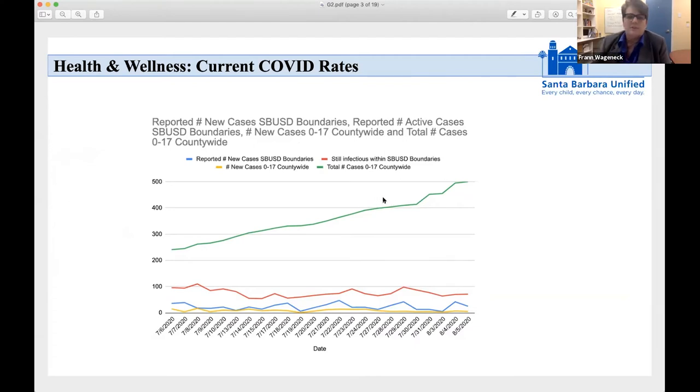Ms. Ford mentioned in her earlier comments, the number of children ages 0 to 17 in California who are positive has doubled in the last 2 weeks. And so we will continue to monitor this and watch the trends and report back to the board on a weekly basis. Next slide, please.